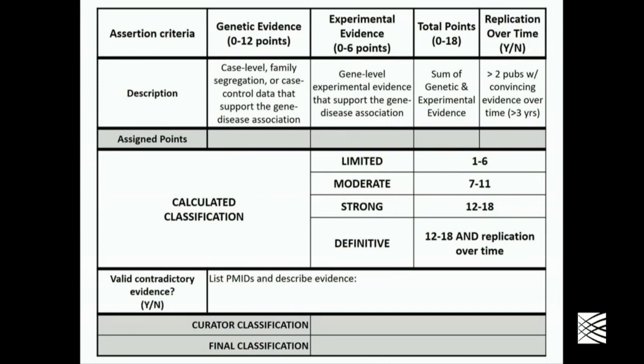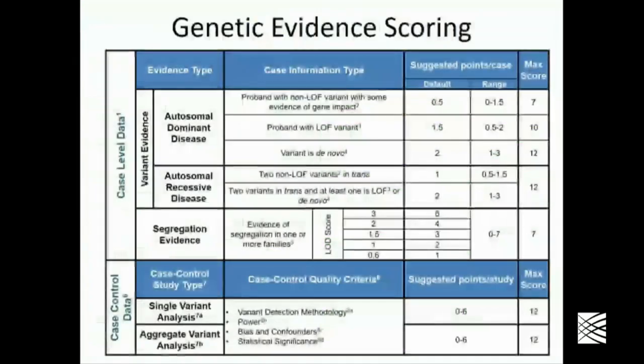So we go through the process of assessing genetic evidence: case-level data, family segregation data, case-control data, burden effect, various statistical analyses, as well as experimental data, different functional assessments, animal models, these sorts of things. And so this is the genetic evidence scoring. If a dominant disease is proposed, you have a proband with a non-loss of function variant but some impact, or a loss of function, or a de novo variant, or for recessive, 2 in trans, 1 is LOF or de novo, using LOD score data.